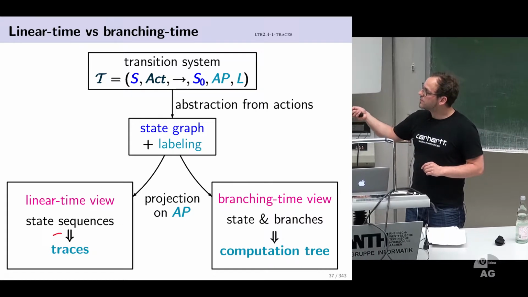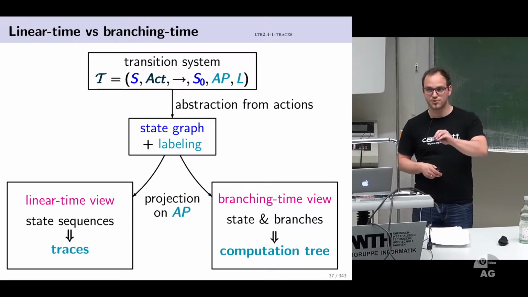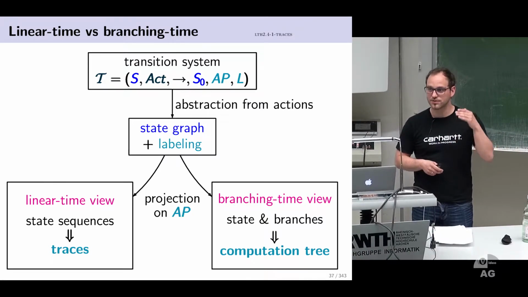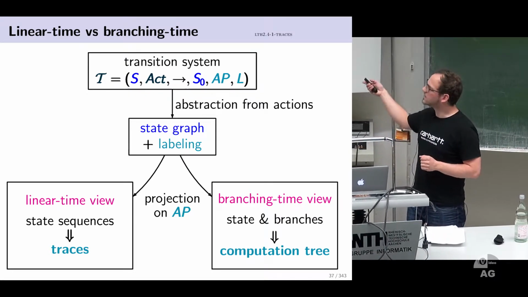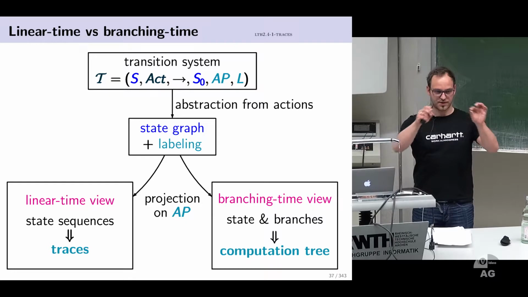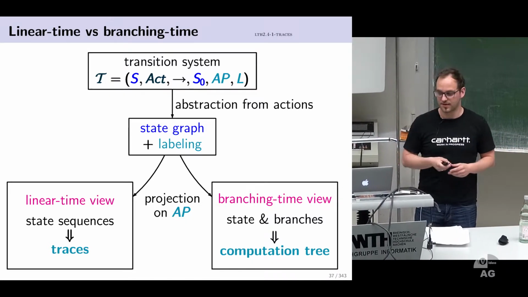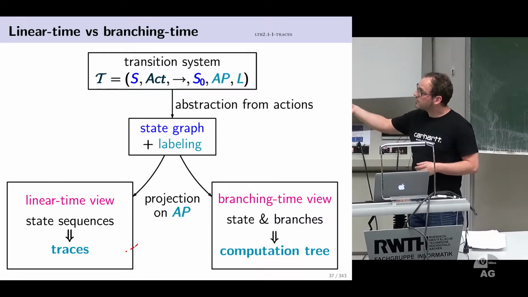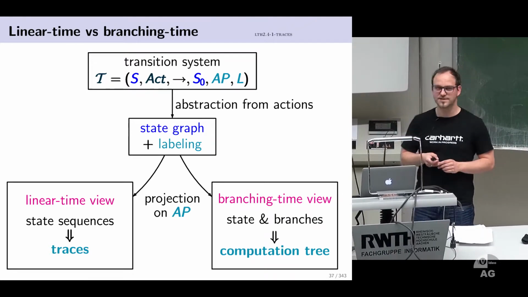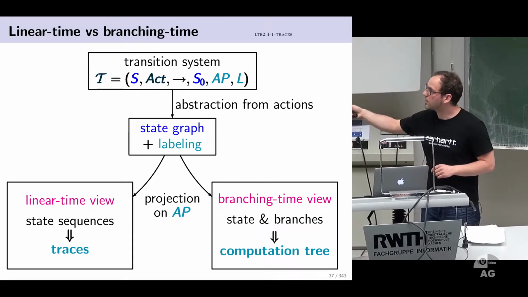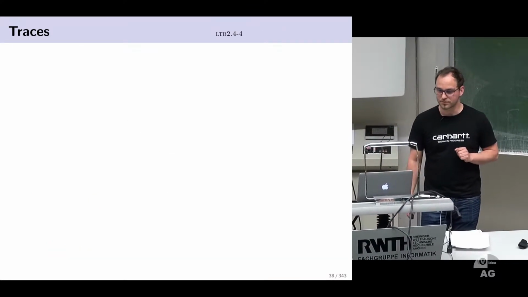So in the linear time view, this gives rise to the notion of traces. From a path, we can obtain a trace by essentially projecting onto the atomic propositions of the individual states of the path. In the branching time view, this is going to be a bit more complicated because you also need to account for the branching structure, so you will intuitively have some kind of tree. Okay, but for the rest of this lecture and also for the next 5 lectures or so, we will talk about the linear time view before moving on to the branching time view.